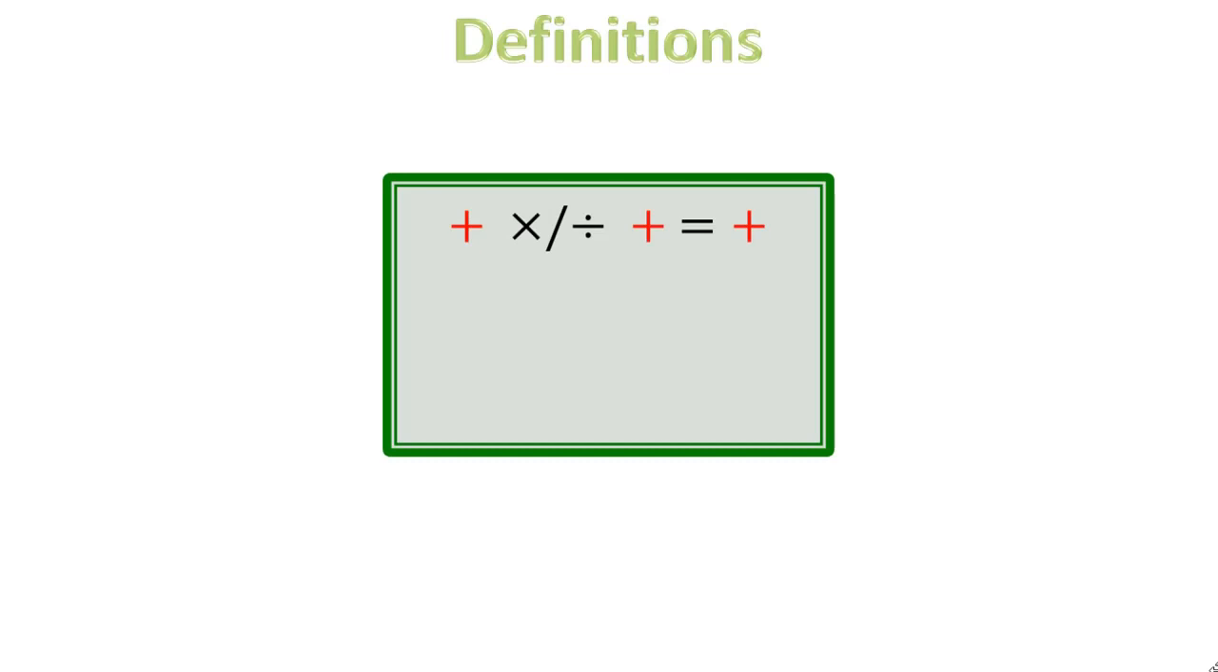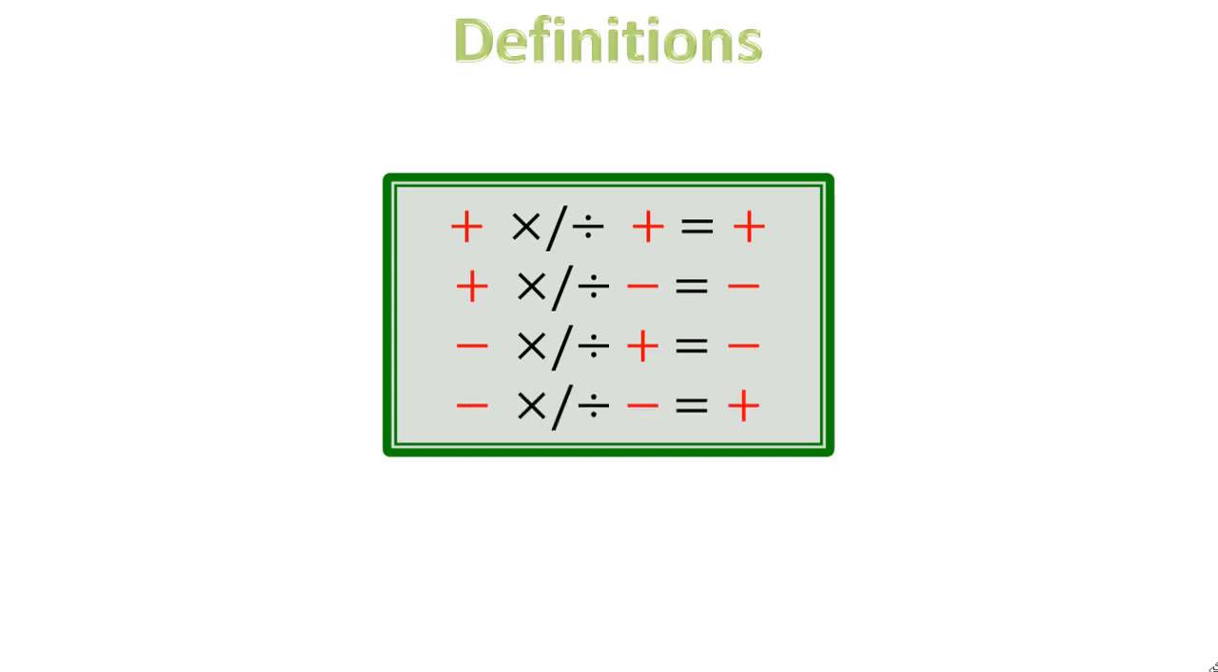If I have a positive and I multiply or divide by another positive, my answer will be positive. If I have a positive and I multiply or divide by a negative, my answer will be negative. If I have a negative and I multiply or divide by a positive, my answer will be negative. And lastly, if I have a negative and I divide or multiply by another negative, my answer will be positive.